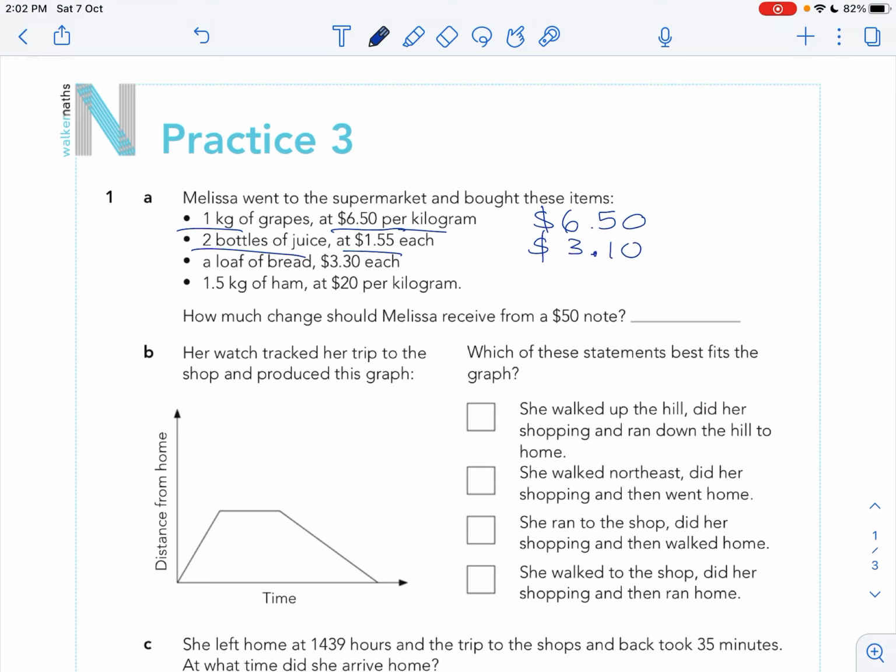You can do the calculator. Just a loaf of bread at $3.30. And then she got 1.5 kilograms of ham at $20. So 20 times 1.5 equals $30. So if we add all of that up, we've got $42.90. If you add all that up on your calculator, how much does she receive from a $50 note? Go 50 minus 42.9 and you get $7.10.